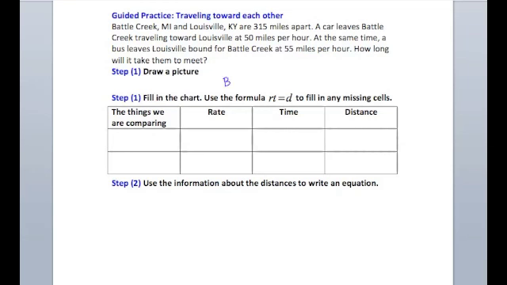So here's Battle Creek, and here's Louisville. And this car traveling this way. So we have a car traveling this way. That box will be my car. And from Louisville, I have a bus traveling this way. We'll make the bus a little bigger. Okay? And somewhere in here they're going to meet. And we want to know how long is it going to take for them to meet. Well, we're going to have to fill this chart in to figure that out, but at least now we've got an idea of what's going on.